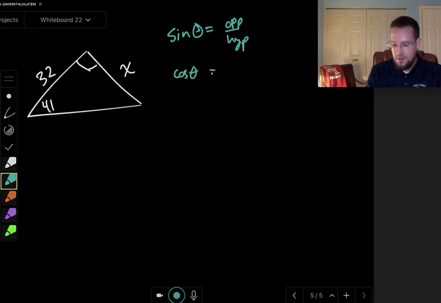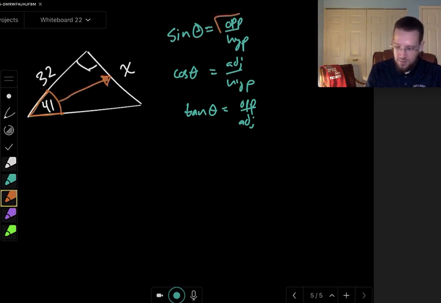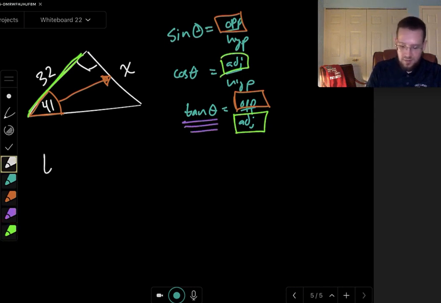Cosine of theta is the adjacent over hypotenuse, and then tangent of the angle is opposite over adjacent. And so here we go. Let us see. We have 41. Now this is our angle. All right, and now let's look. We have the one right across from it, so we have the opposite. And then we have the one right beside it, which is the adjacent. Well, tangent has them both, right? So we're going to use the tangent function.